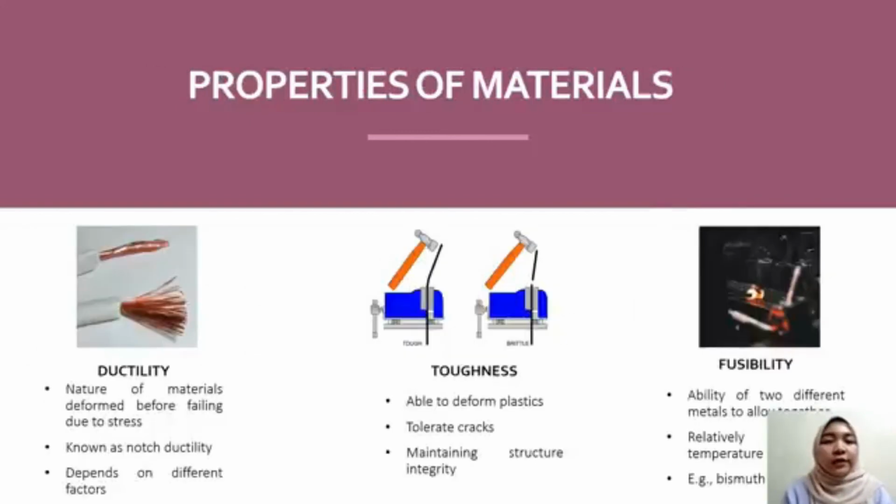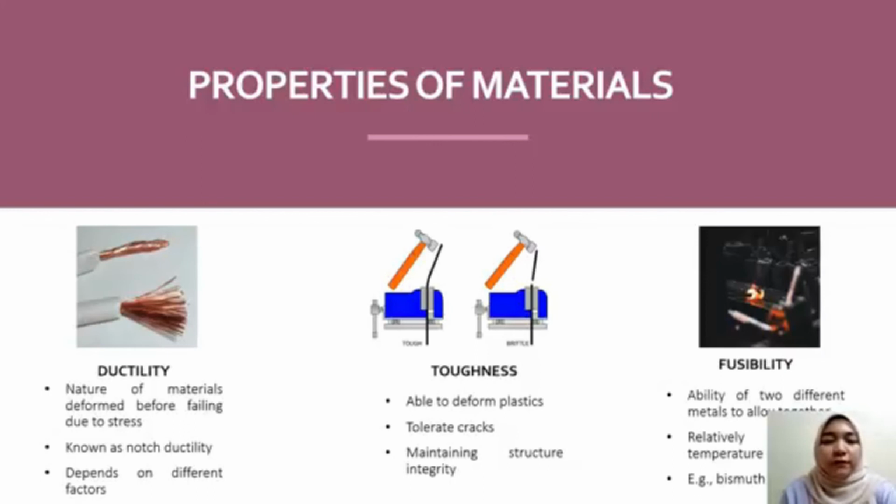Okay, next slide. We are going to talk about properties of material. There are several properties of material, but I will only highlight three of them. First, we have ductility. Ductility refers to the nature of a material deforming before failing due to stress. A closely related term is known as notch ductility. This property depends on different factors.